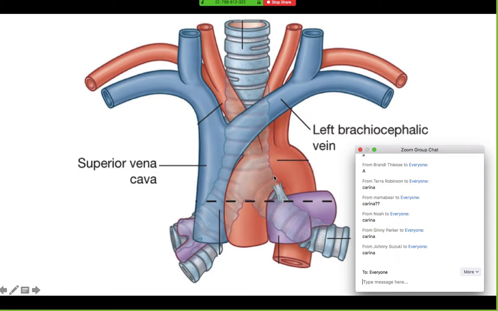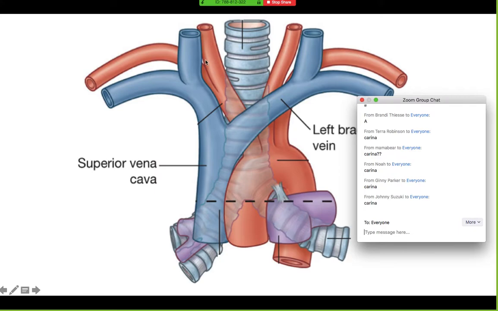So I put this slide in here to point out a little bit of a left from right difference. The left brachiocephalic vein is much longer than the right, and it crosses over the anterior portion of the chest.